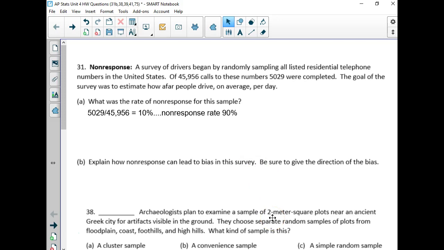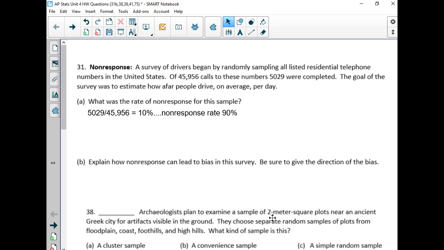Part B says, explain how non-response can lead to bias in this survey. Be sure to give the direction of the bias. I want to be very clear that on the test, it may not say to give the direction of the bias, but on all bias questions, I have stated that I expect you to say three things. What kind of bias was it? And you don't necessarily have to say non-response. You just have to describe that some people are not responding, or it's a voluntary response also.